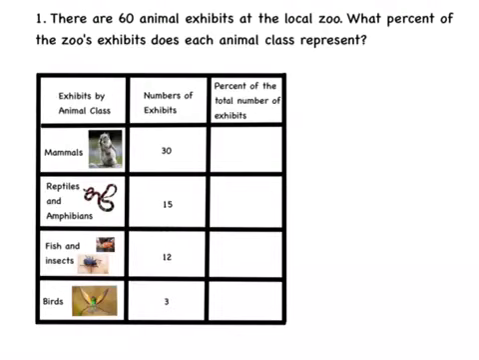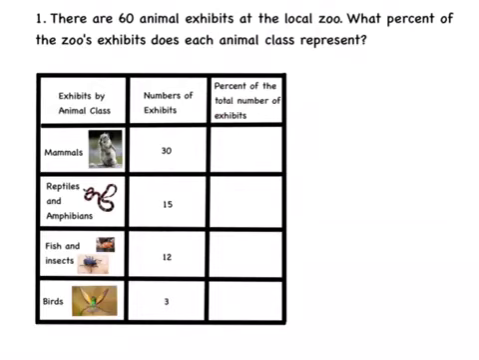Okay, so let's read the question first. There are 60 animal exhibits at the local zoo. What percent of the zoo's exhibits does each animal class represent? So what we need to do is look at the numbers and then the percentages, so that we need to figure out the percentages and put it here.